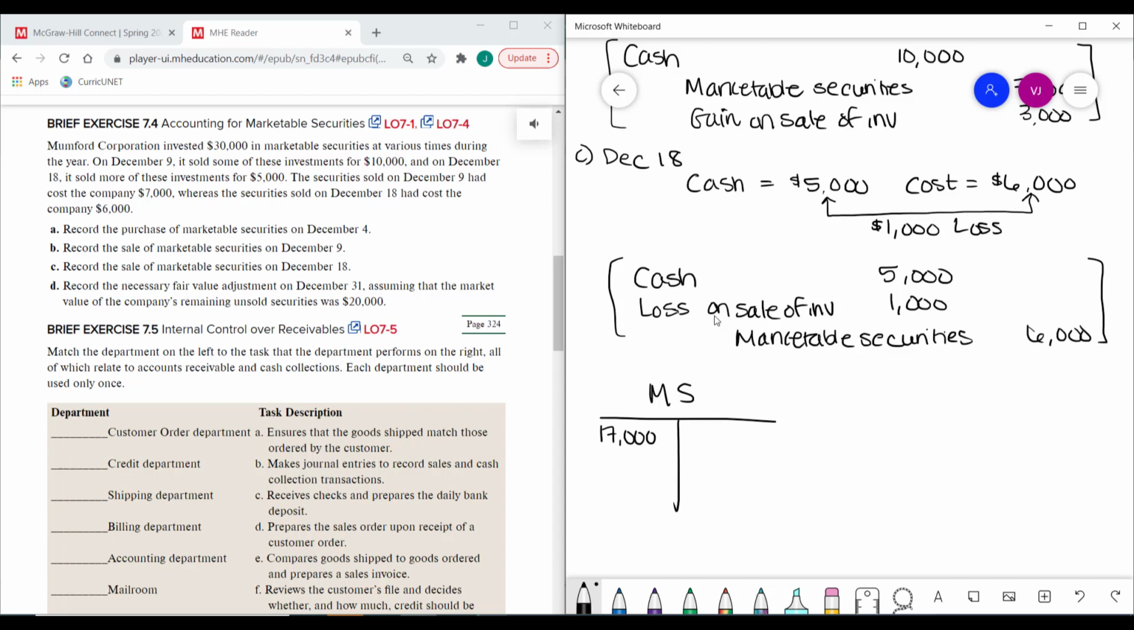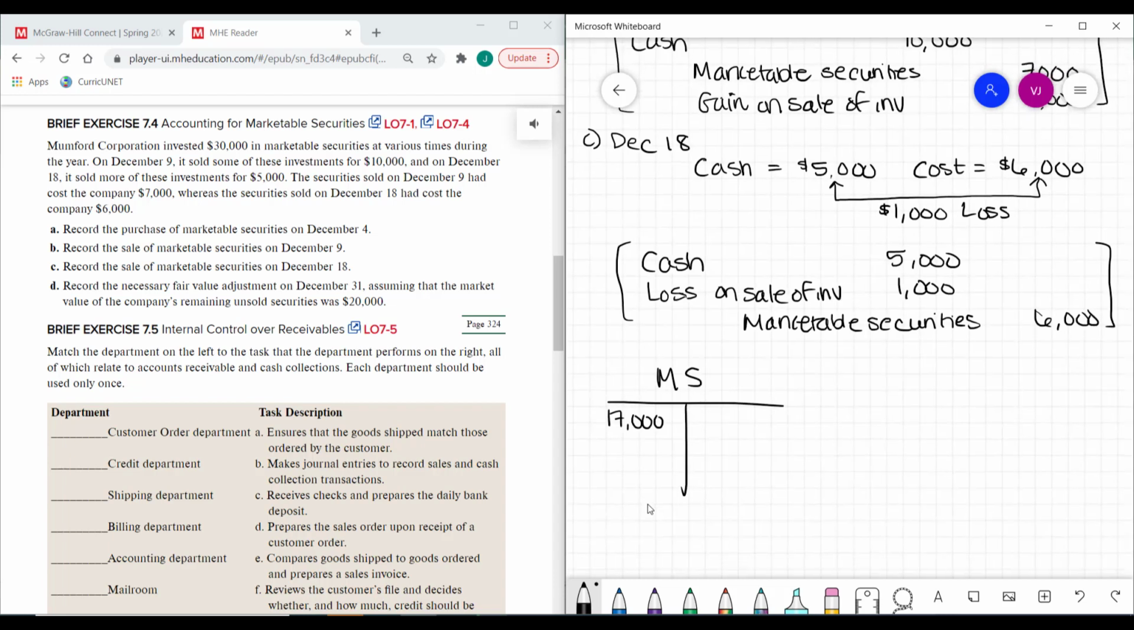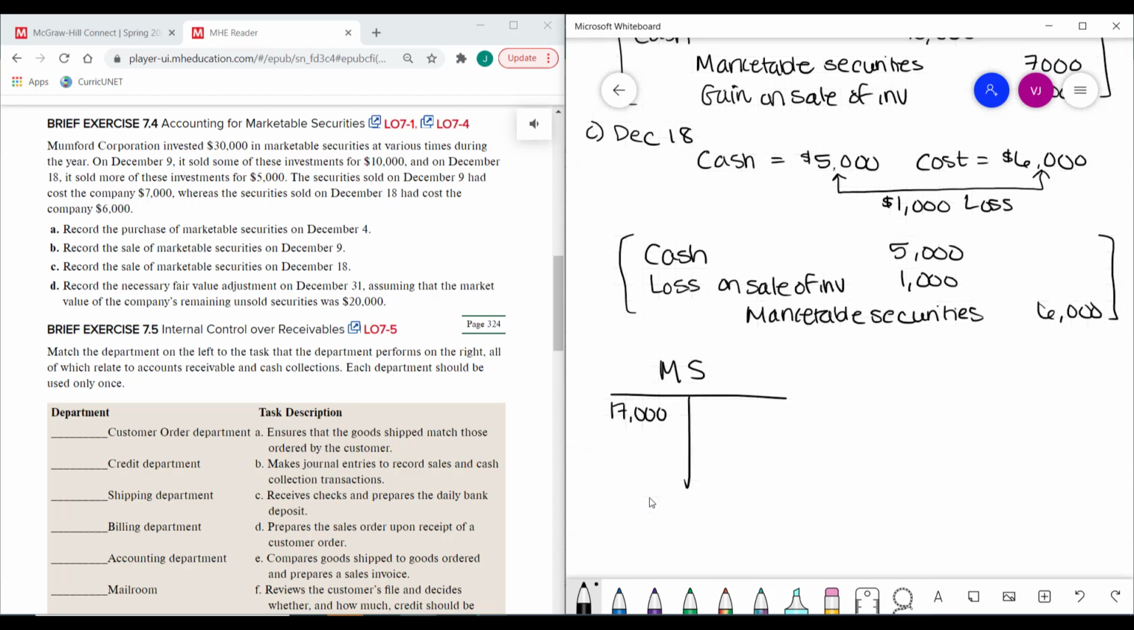Now for D, it asks us to record the necessary fair value adjustment at the end of December, assuming that the market value of the company's unsold securities was $20,000. So what's the cost of what we have left? $17,000. But GAAP says now at the end of the year, we need to ask what those shares are now worth today. And on December 31st, they are worth $20,000. So we want to adjust the balance of this marketable securities account up to $20,000.